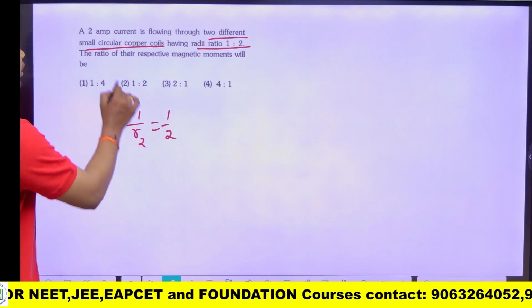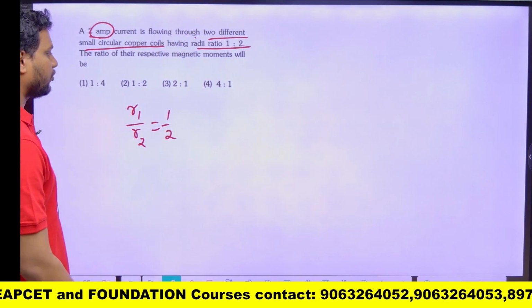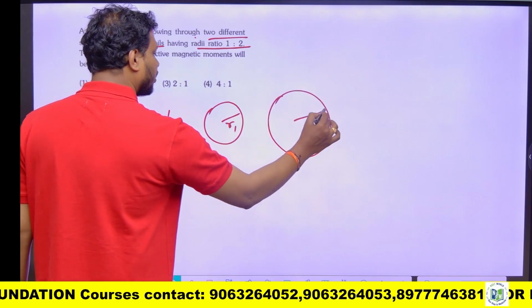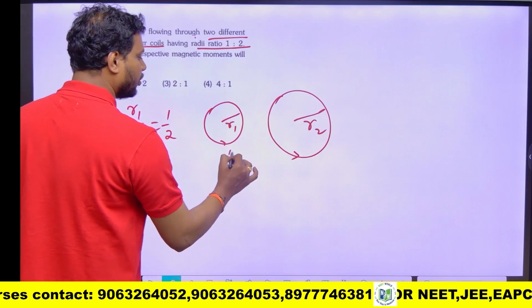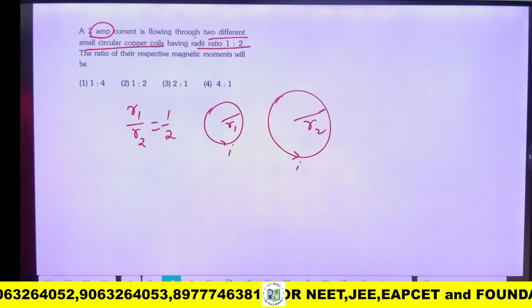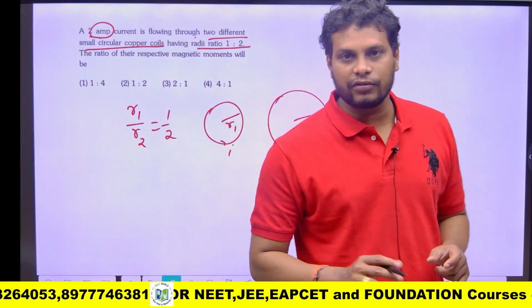Same 2 amperes of current is flowing through different circular coils. This is the first circular coil of radius R1, and this is the second circular coil of radius R2. Same current is flowing in both circular coils, which is equal to 2 amperes. Then the ratio of respective magnetic moments. So based on magnetic moment, this is the second question.